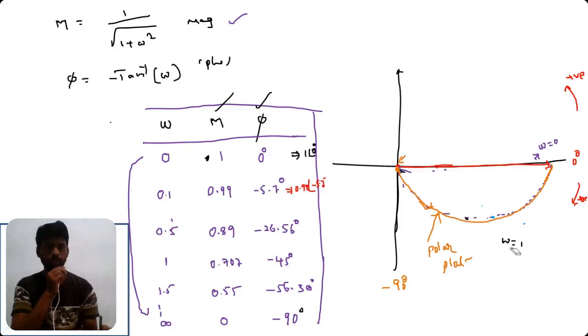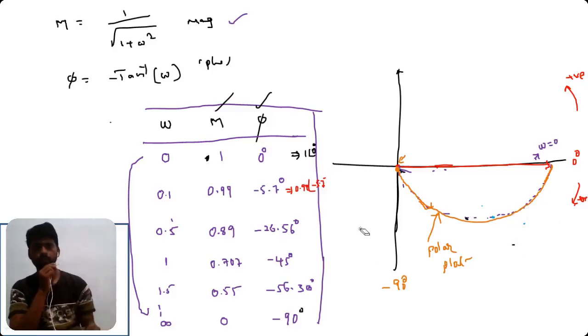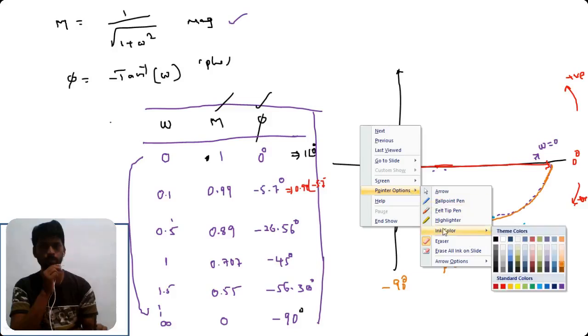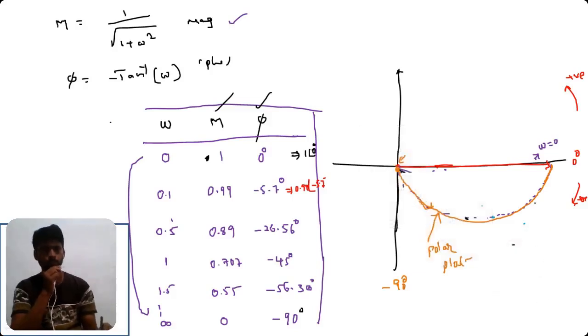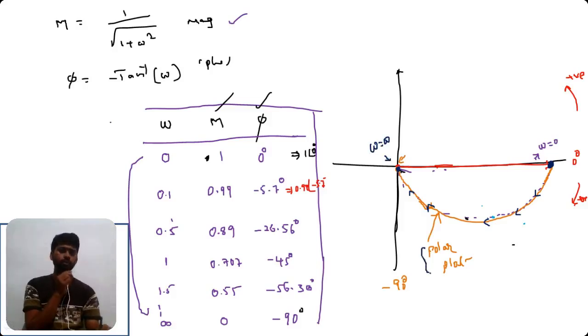This plot is obtained when the frequency is varied from 0 to infinity. The plot moves from this point in this direction, the clockwise direction, and reaches 0 at omega equals infinity. So this is how we can draw a polar plot. Thank you.